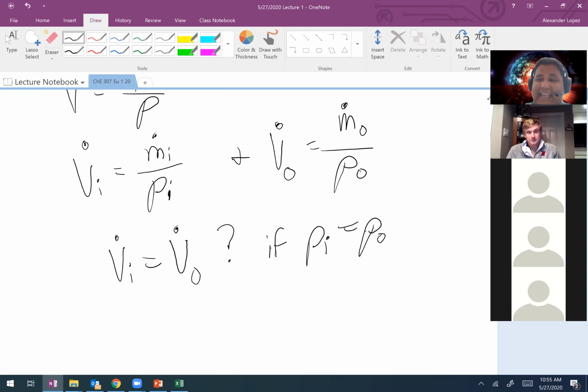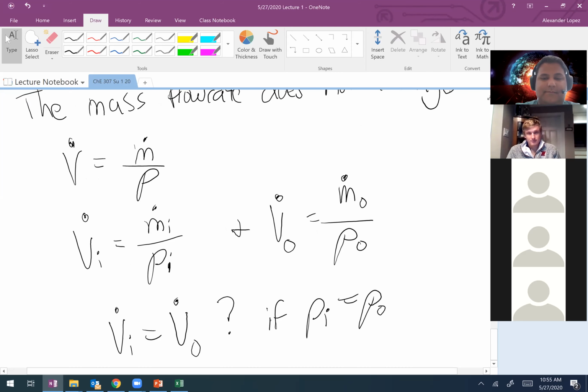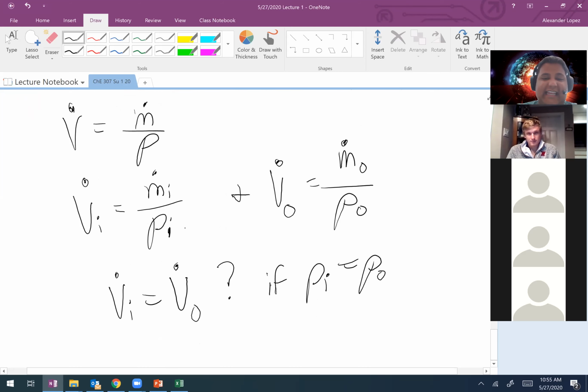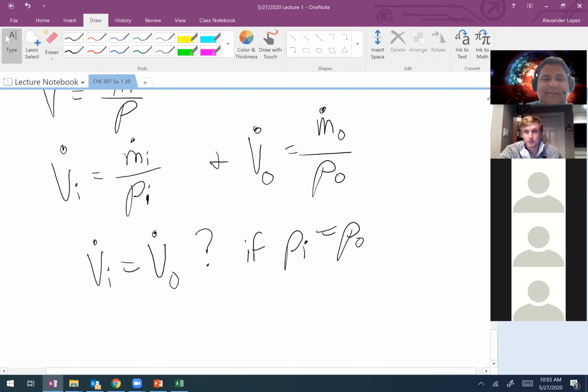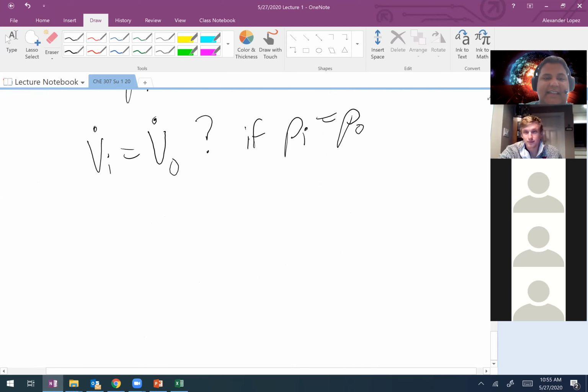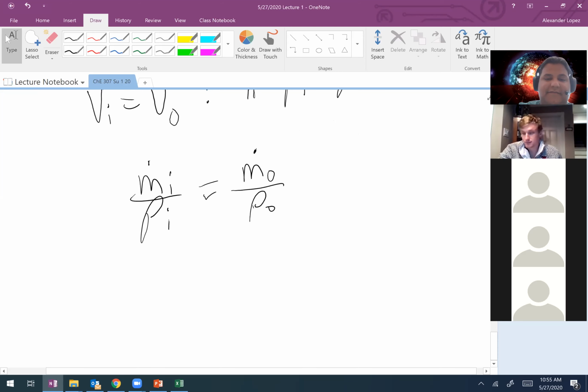Well, in this case, if the densities are constant, I can state that my volumetric flow rate is not going to change, because I can put these systems together and say, if m_i over rho_i equals m_o over rho_o, if I already stated that my mass flow rates are constant, and if my densities are constant, then this should hold fine.